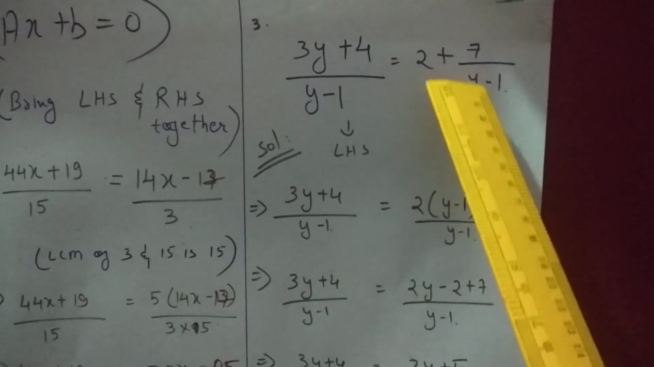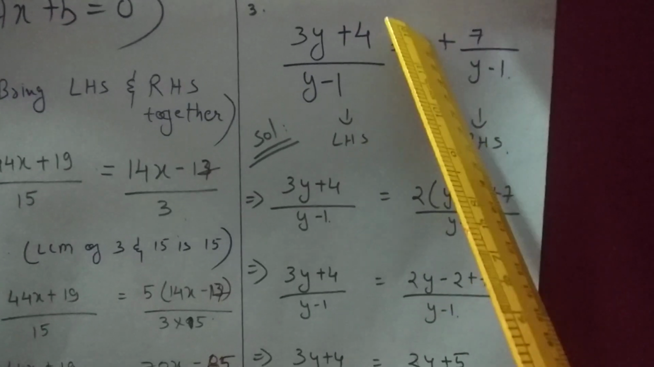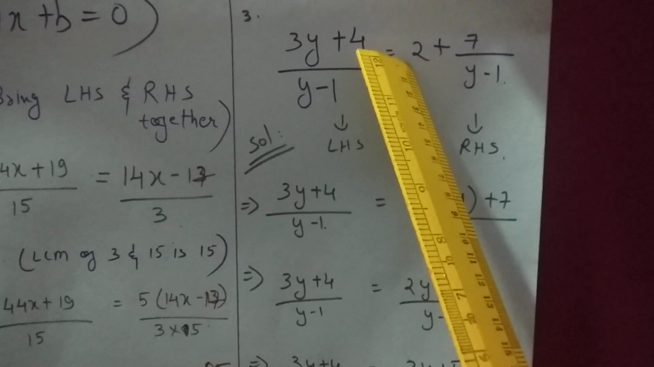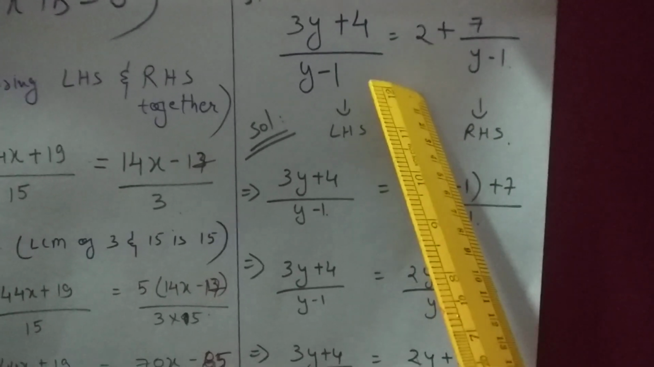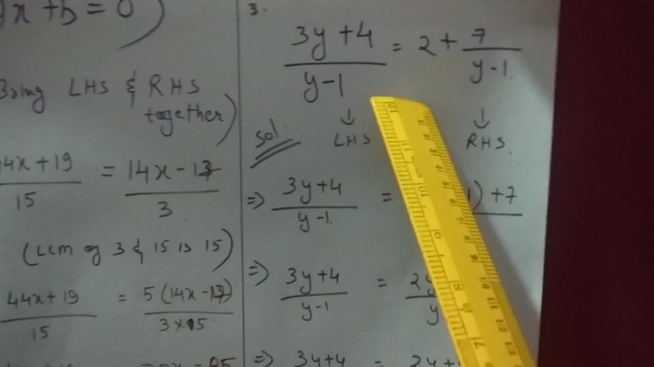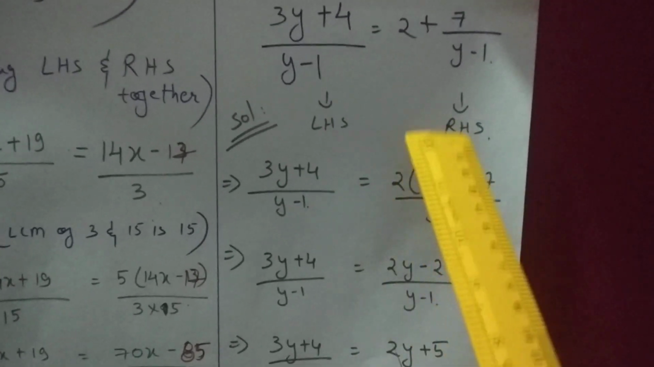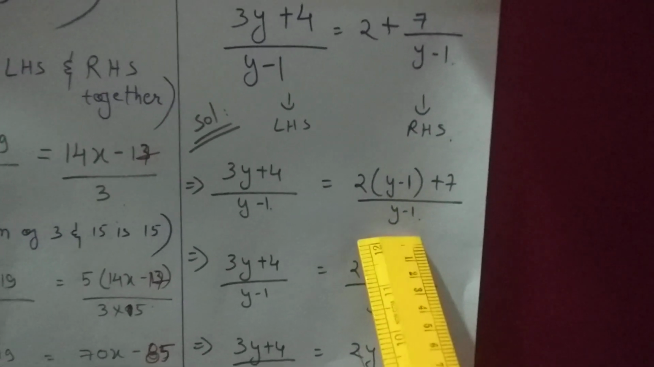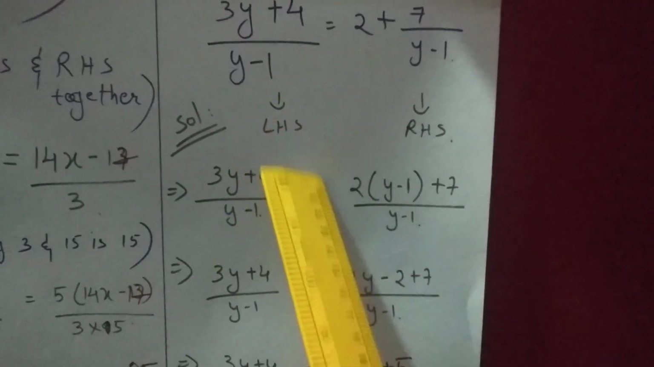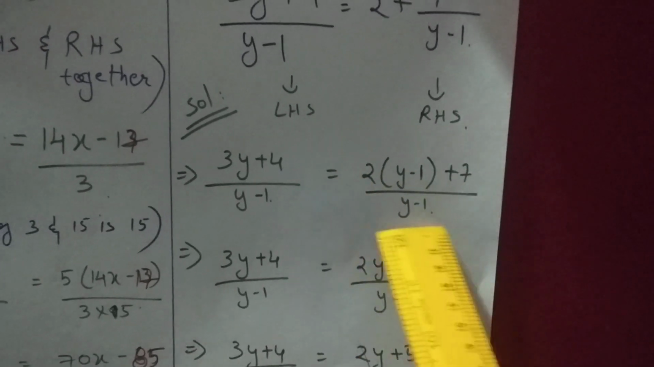How? Simply we will multiply y minus 1 here on numerator and denominator. We multiply y minus 1 with 2 on the numerator, and the 1 in the denominator is invisible, but it is already understood that 2 upon 1 is 2. So we will multiply y minus 1 with 1. Simply we can write this equation like this: 2 into y minus 1 plus 7 upon y minus 1. Then we will solve this.